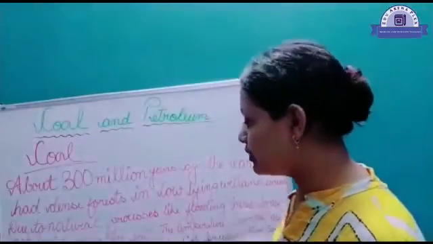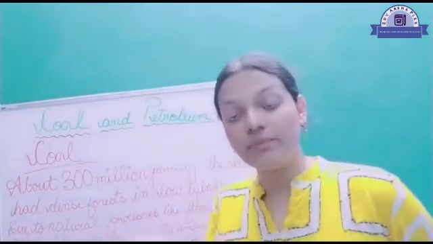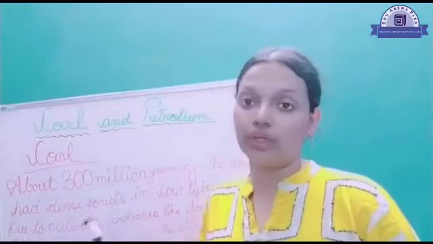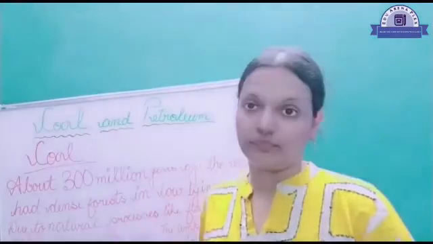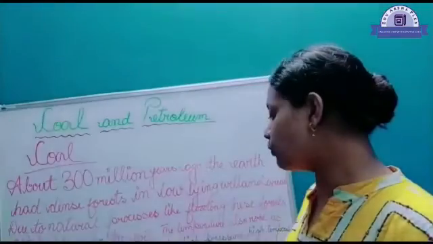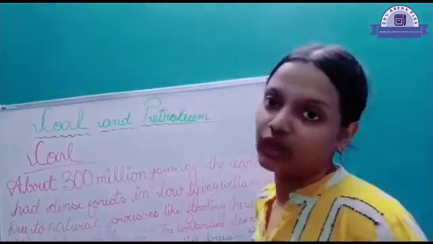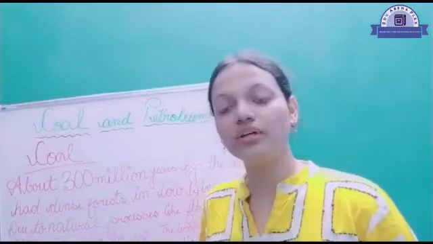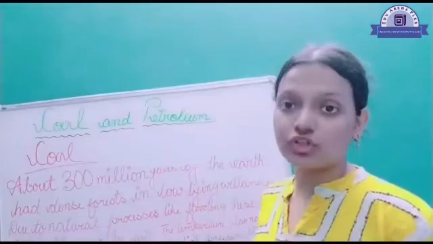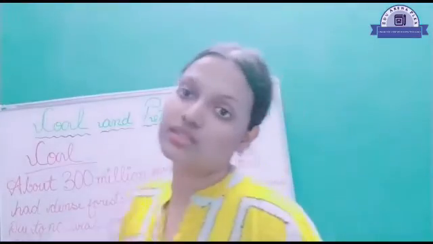Under high pressure and high temperature, the dead plants slowly got converted into coal. As coal mainly contains carbon, the slow process of conversion of this dead vegetation into coal is called carbonization.